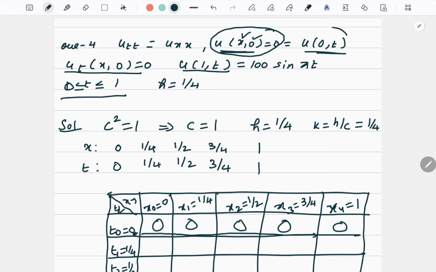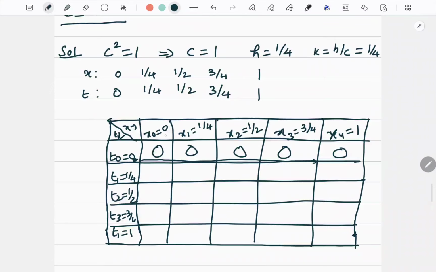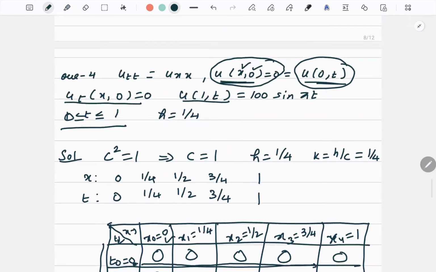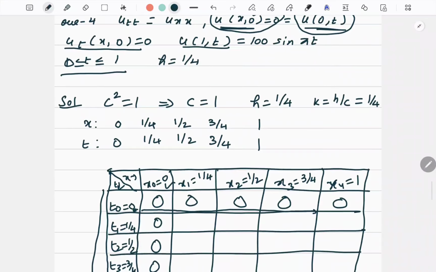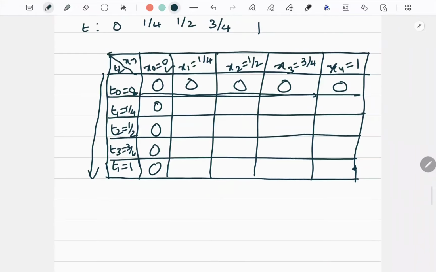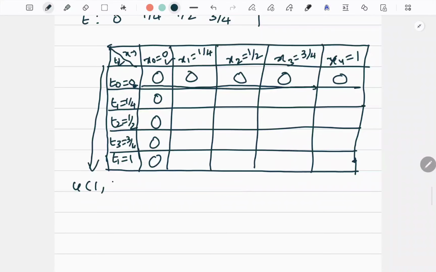The other thing they are saying: when x is 0 and t is changing, it means like this. So this is also 0. Okay. What is the next condition given? Now it is very interesting. u(1, t) is 100 sin pi t. u(1, t) is equal to 100 sin pi t.